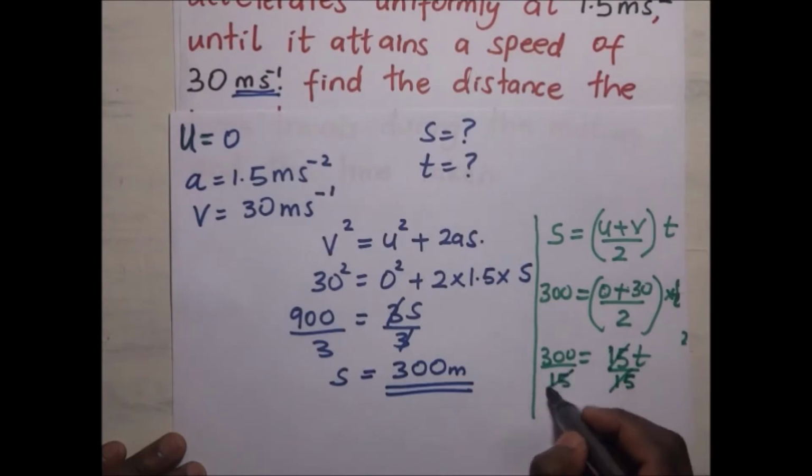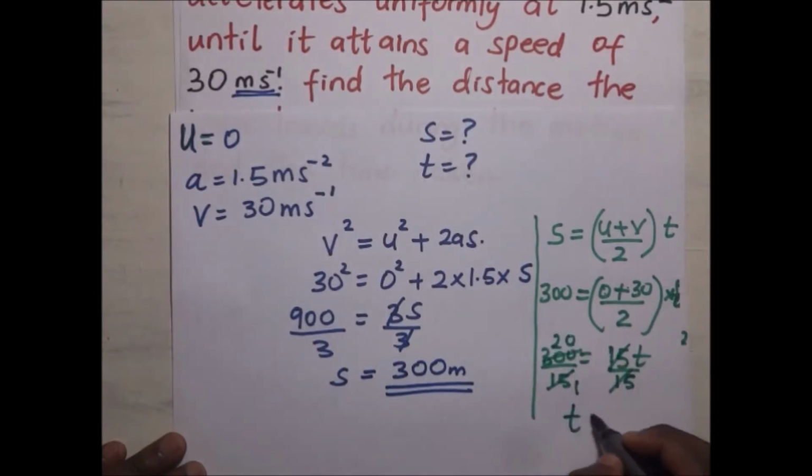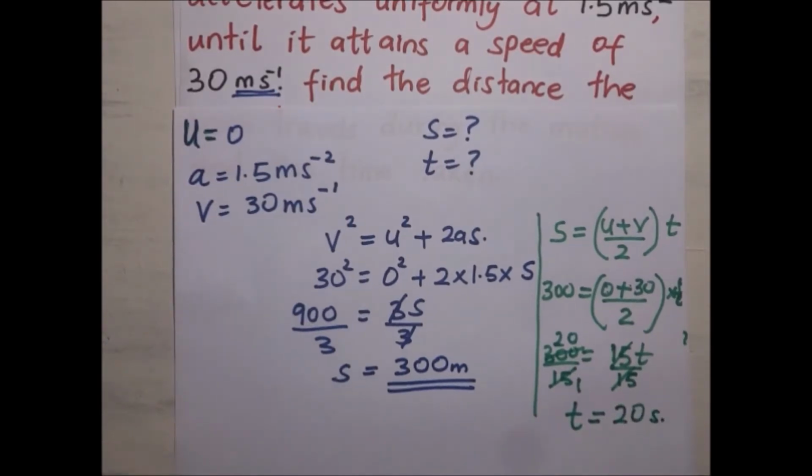300 divided by 15 is 20. So the time taken here is 20 seconds. That's the time taken for the train to travel.